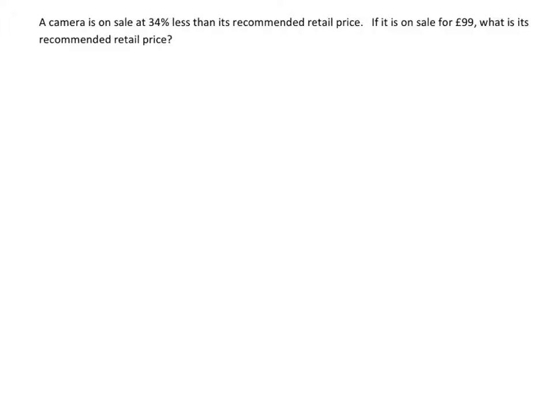This is question number 3 in the non-calculator. We're told a camera is on sale at 34% less than its recommended retail price, and we're told that this sale price is £99. We're then asked what the original recommended retail price was. This is an example of a reversing the percentage change question. So our camera is currently on sale at 66% of its original value. That's 100% take away the 34%, and that sale price is £99.